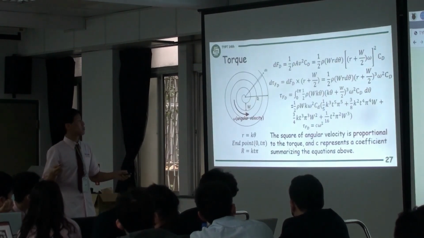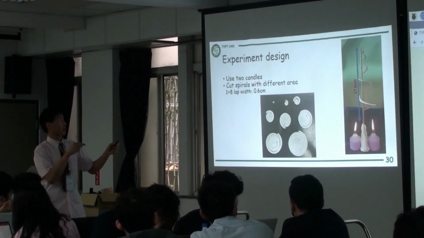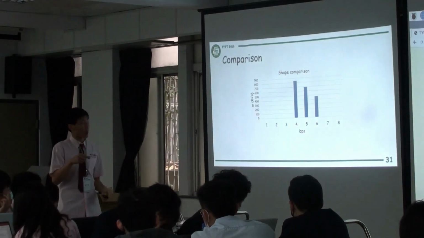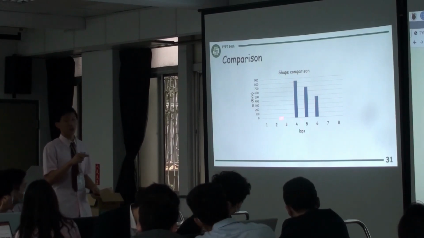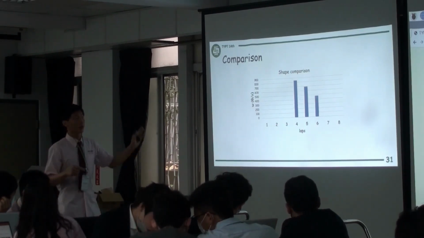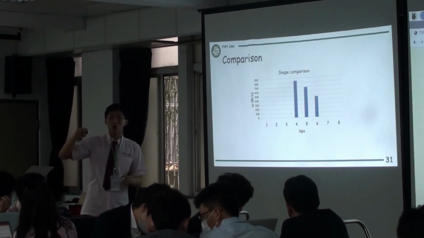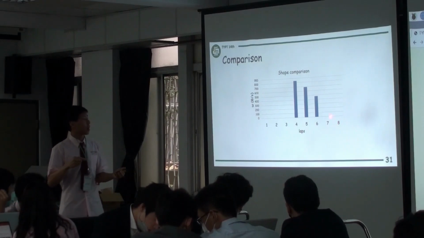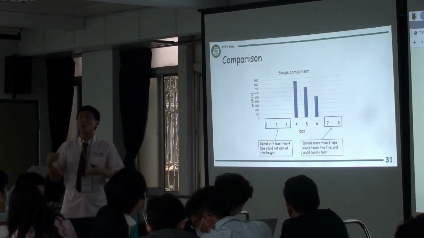Okay. Let's move on to our next experiment. So we use 2 candles because they're in a different area, 1 to 8 amp. So width is the same, and it's the shape comparison. And we only extract the 4, 5, 6 data because 1 to 3 amps will not spin, for the same reason as above. It's too far away from the candle, so the torque of the hot air cannot reach it effectively. And the 7 to 8 is too long, so it will touch the candle and it will burn.